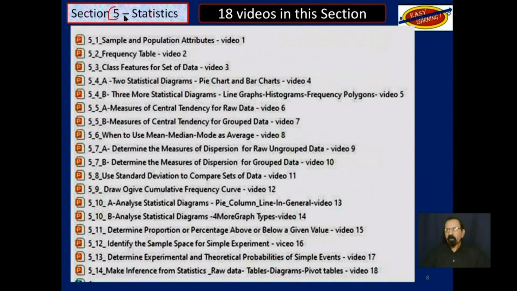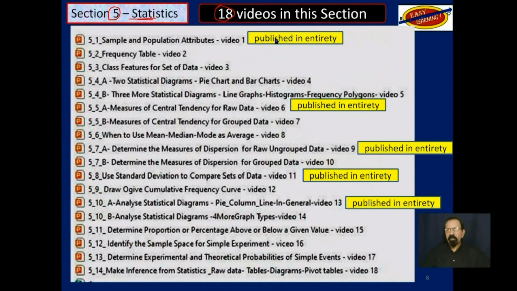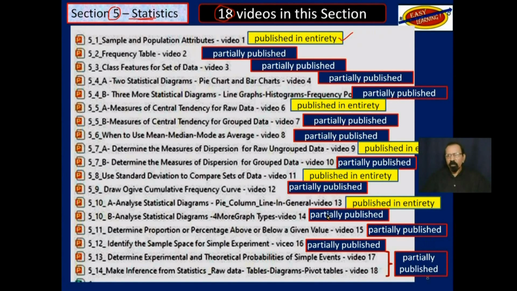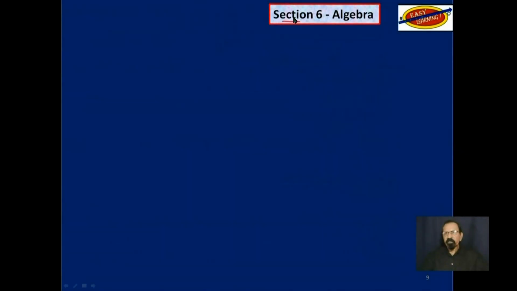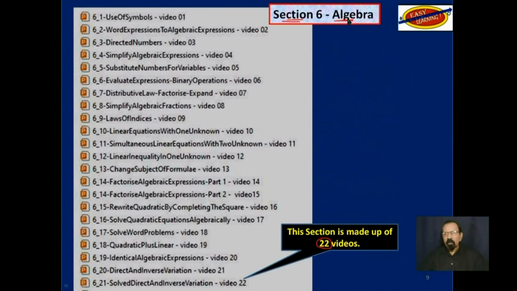Section 5, statistics, 18 videos. Out of those 18 videos, these indicated in yellow have been published on YouTube in their entirety, and the others are only partially published on YouTube. Again, please see directions in the description below for full access to these videos that are only partially published on YouTube. Which brings us now to section 6, algebra. This section is made up of 22 videos.